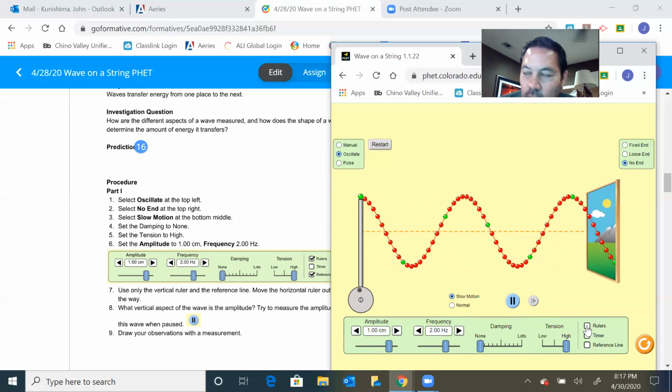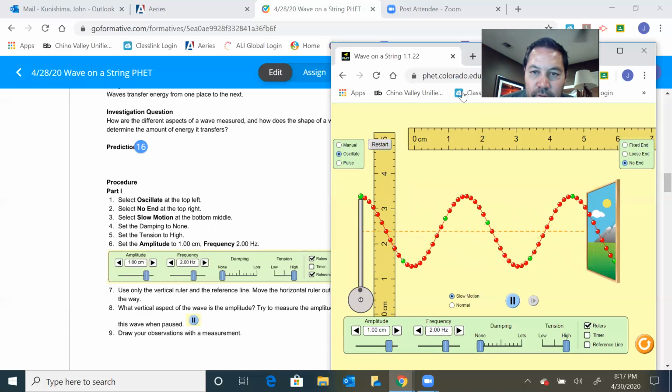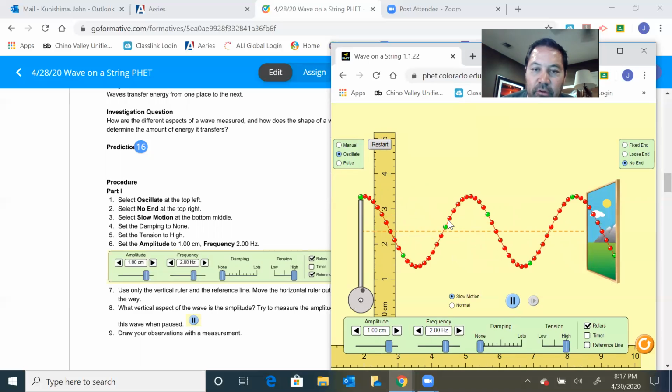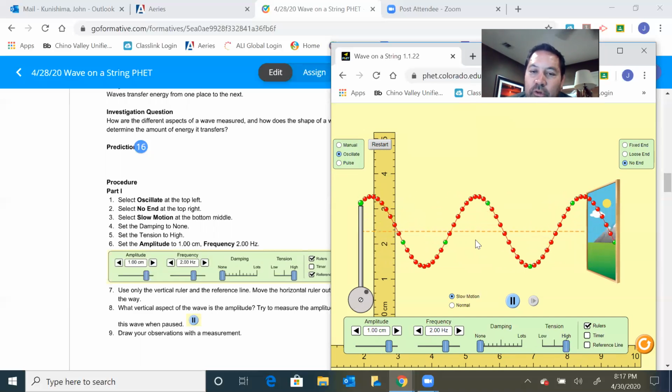And then we're going to use the ruler. It says we're going to use a vertical ruler only, so I'm going to move this one out of the way, down to the bottom. Now we're looking at the amplitude and we're going to be measuring. Remember, this right here is your midline, and the amplitude is going from the midline to the trough. So it says use only the vertical ruler.